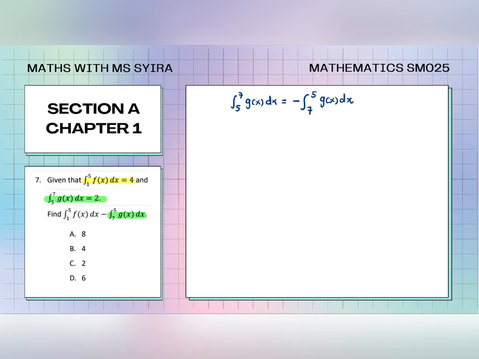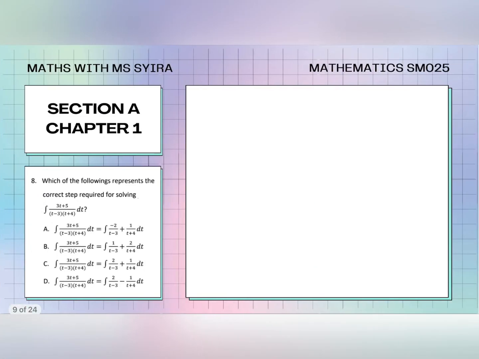So what we have is originally 2, right? This is what we want, with the negative. So here should be equal to 2. That means the answer should be 4 plus 2, so we get 6. So the answer should be D. Okay. Moving on to question number 8.